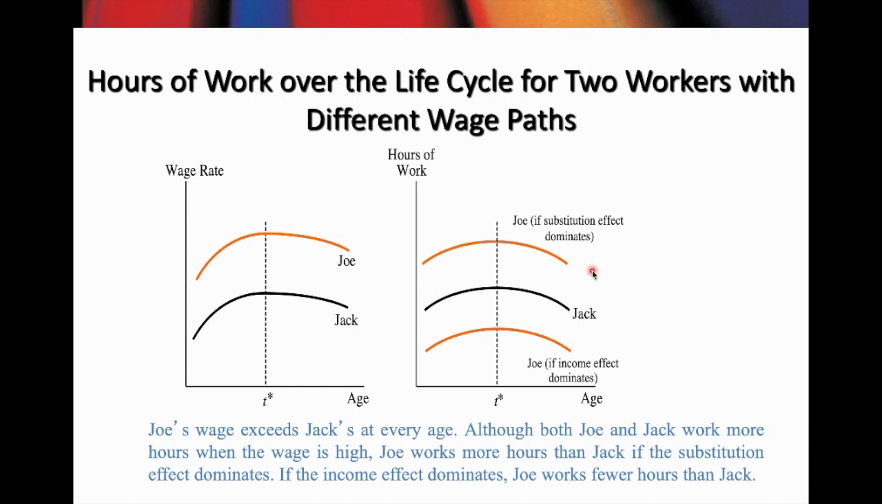Over here, we look at the net effects between substitution and income effects only when we make a comparison across workers, or between workers, in this case, Joe and Jack. So over the life cycle, if we find that Joe is someone who has always earned more than Jack, but Joe tends to work more hours than Jack, that could mean that Joe's substitution effect dominates. But if Joe tends to work fewer hours than Jack, that could mean that Joe's income effect dominates his substitution effect. That's one thing we find in this analysis.